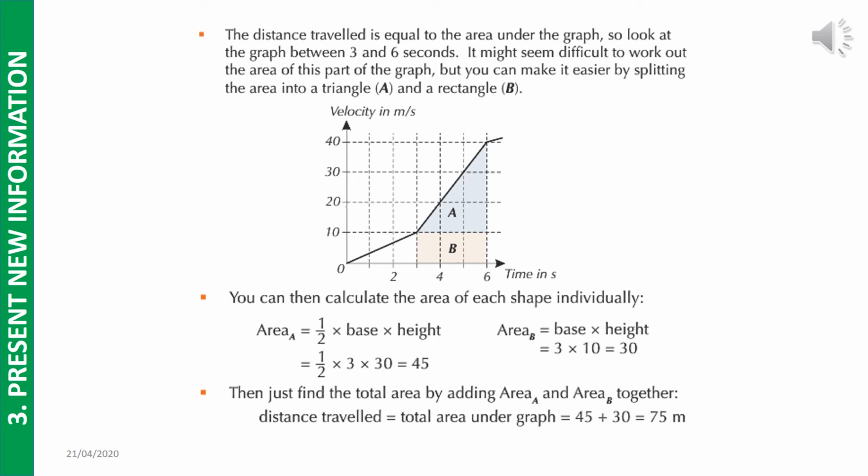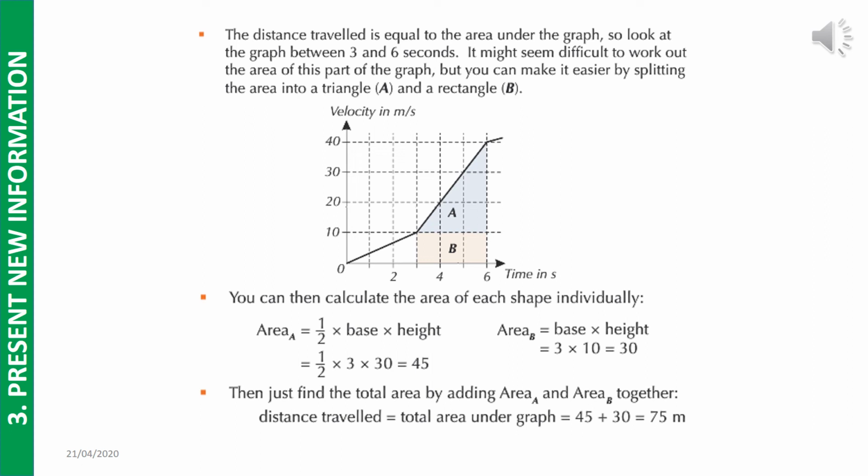labelled as B. So to work out the area of triangle A, it's quite simply half times base times height. So the base is 3, between 3 and 6 seconds, and the height is 30, so between 10 and 40 meters per second. Multiply those two together and then halve it, which gives you the area of triangle A, which is 45. The thing you mustn't forget here is you must include that bottom section. Okay, so the distance travelled reaching that 10 meters per second in the first place. So looking at that, that gives us rectangle B.